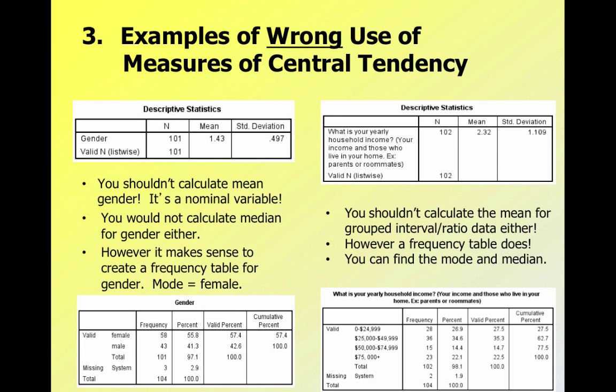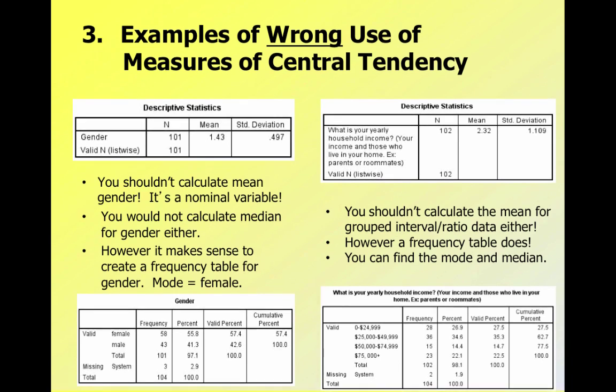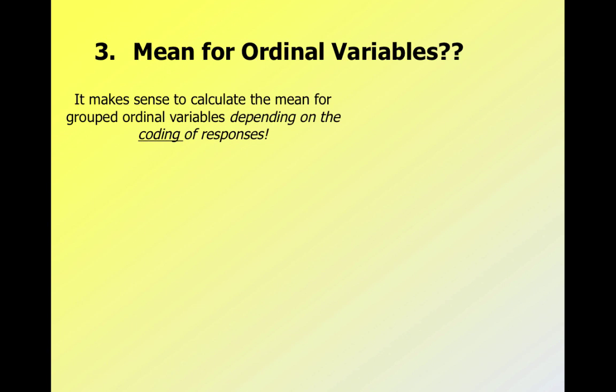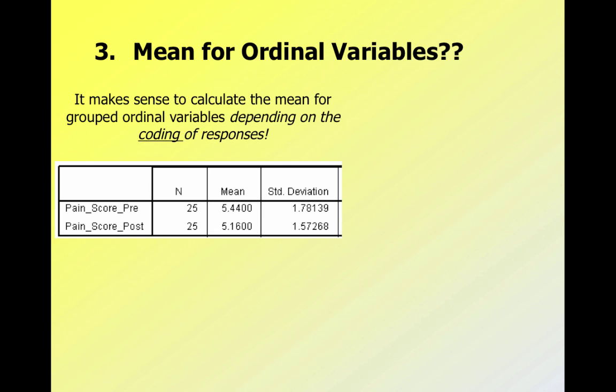What about ordinal variables? It does make sense to calculate the mean for grouped ordinal variables, depending on the coding of the responses, though. Again, some more caveats, some exceptions. So here's an example. If I asked you a pain level between 0 to 10, where 0 was no pain at all and 10 was excruciating pain, and I gave you the paper and you filled it out, and you said, okay, out of 25 people, the average pain score was 5.44.